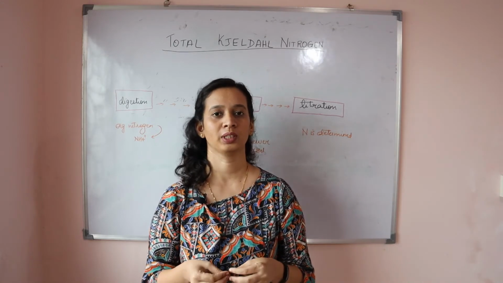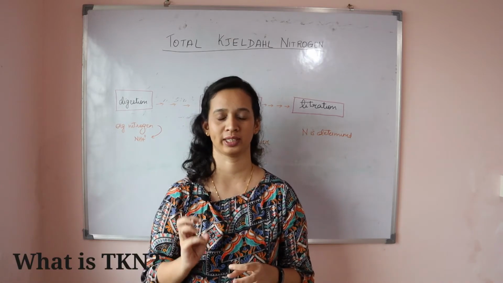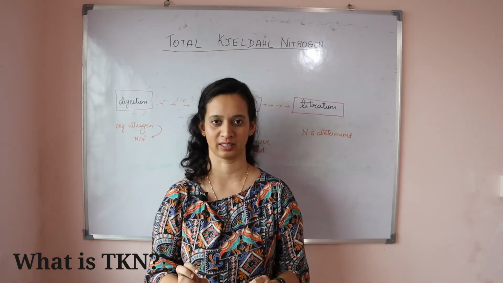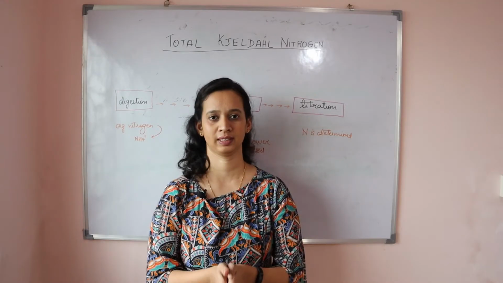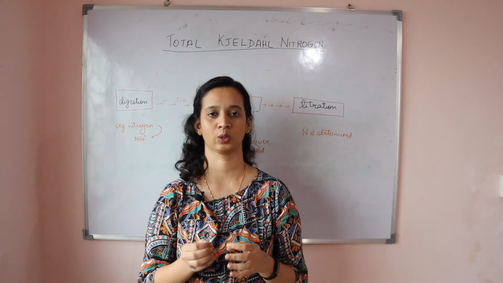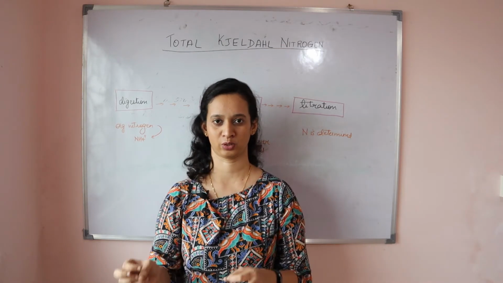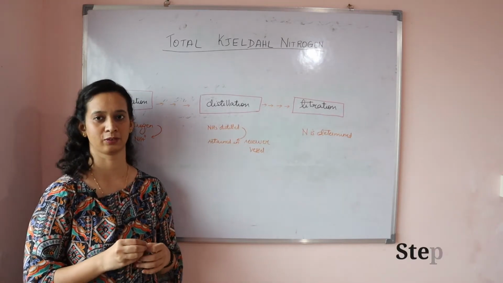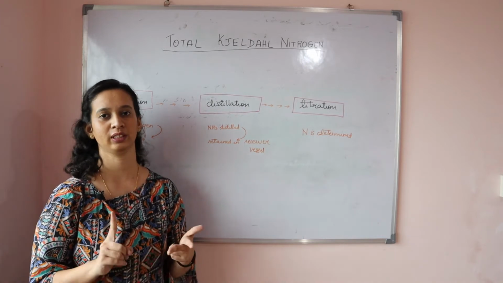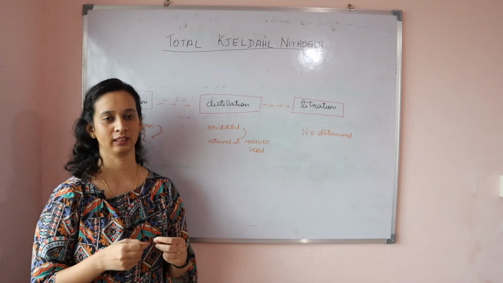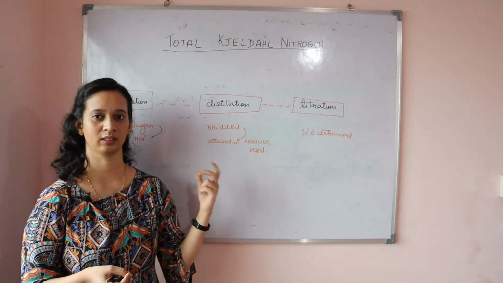Before that, what is Kjeldahl nitrogen? Kjeldahl nitrogen is the amount of organic nitrogen which is present in the waste or in the food or in anything. So today we will see how to quantify this organic nitrogen using a method called the Kjeldahl nitrogen method. There are three steps for this: basically digestion, distillation and titration. Technically speaking, organic nitrogen cannot be determined directly, and hence we require these three steps.